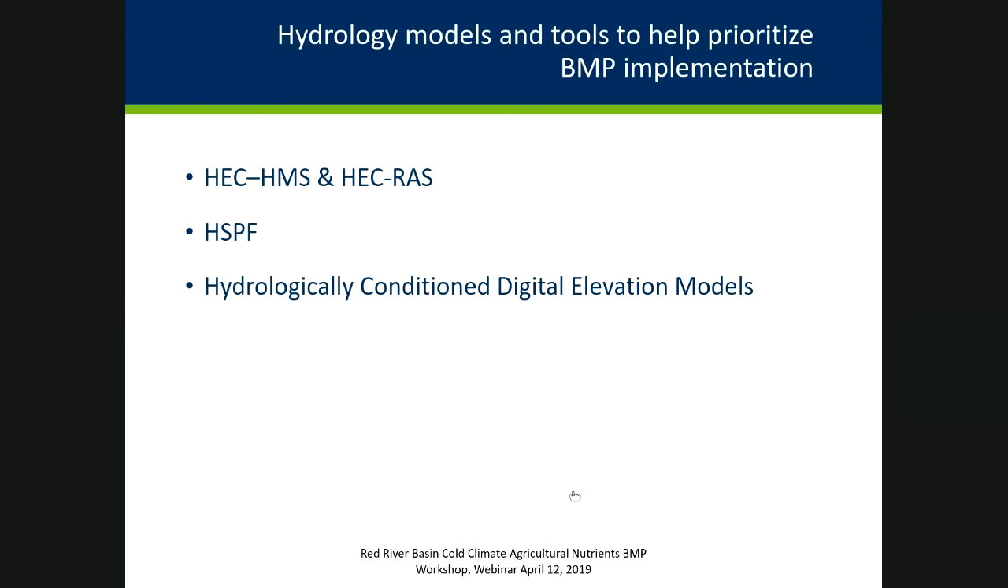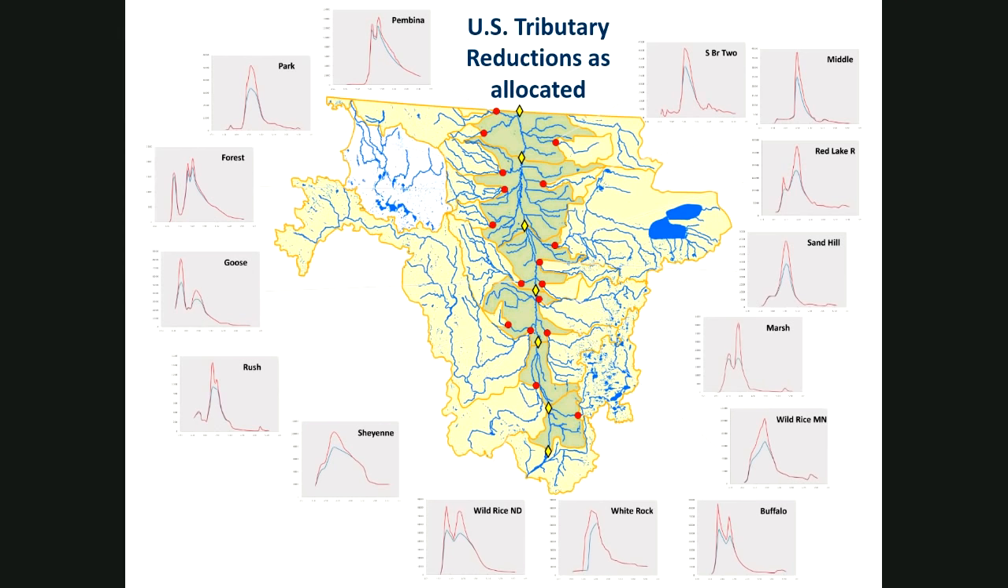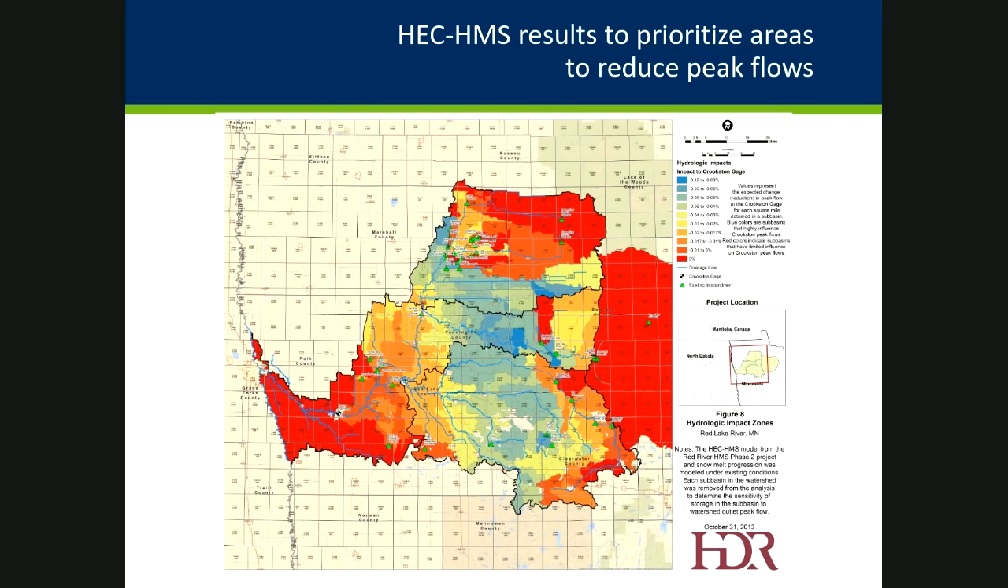Just for those that aren't familiar, there are a whole lot of hydrologic models and hydraulic models available in the Red Basin, and I'm just going to touch on a couple of the big ones quick. The Red Board and the Red River Basin Commission have done HMS modeling of the entire basin, modeling all the tributaries, and have a 20% flow reduction goal. We have these HMS results in all the watersheds that can be used.